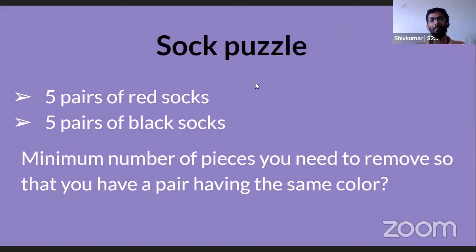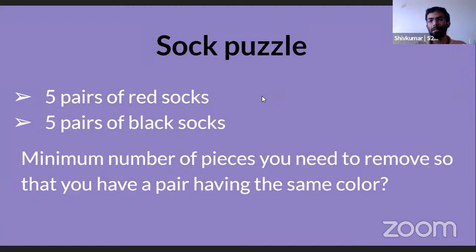We'll start with a quick puzzle, which we call the sock puzzle. Here it is. Imagine there's a dark room and it has a cupboard. That cupboard has 5 pairs of red socks and 5 pairs of black socks. So 10 pieces of red and 10 pieces of black. Now you need a pair. The question is, what is the minimum number of pieces you need to take so that you have a pair having the same color?